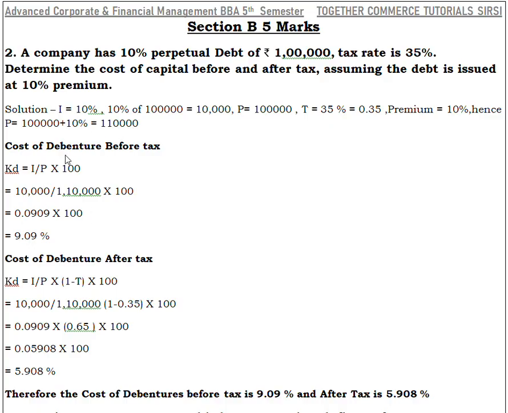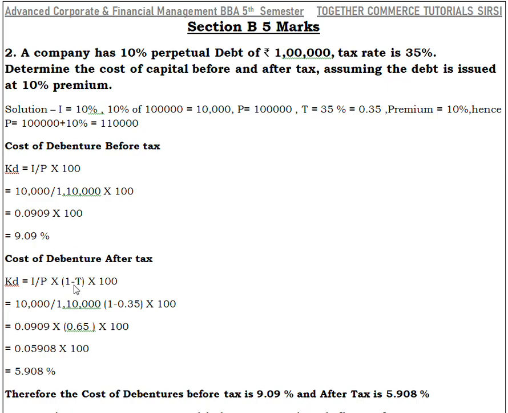Now if we apply the same values in the formula, it will become I by P into 100. I is 10,000, P is 1 lakh 10,000. 10,000 divided by 1 lakh 10,000 gives you 0.0909, into 100 gives you 9.09%. Then the cost of debenture after tax.